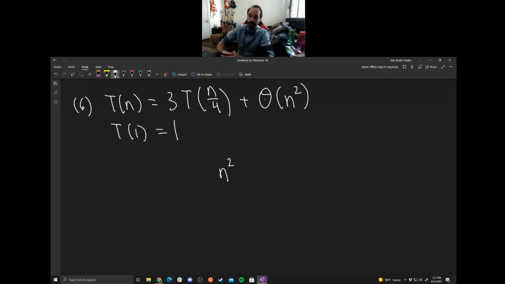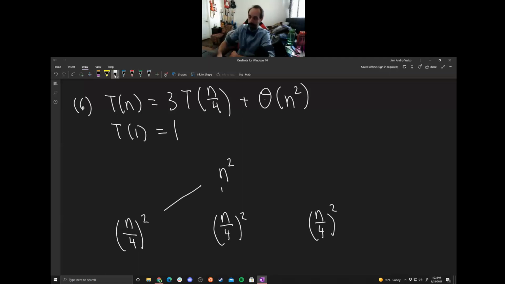And then we're going to break this into 3 pieces. So n over 4, so I'll put it a little lower so it kind of separates nicely. n over 4 squared, n over 4 squared, and n over 4 squared. So we call it 3 times. Each one will be n over 4 in size, and then we're going to take n squared time to attack each piece. Now, obviously, at this very top level, n squared will be the sum, at the root level.